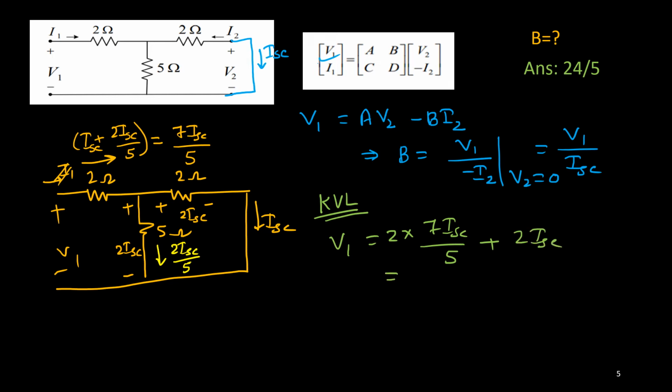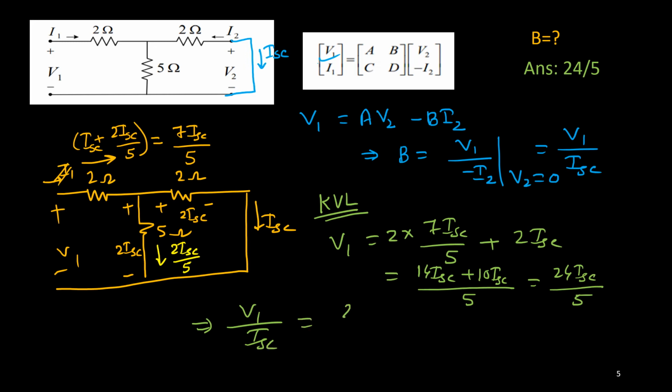Okay. So if you simplify, it is 14 ISC, and okay, I can take LCM 5. This is your 10 ISC. Total is 24 ISC, short circuit current, upon 5. So V1 upon ISC is 24 by 5 ohm, right? So your answer, this is your B. So the answer is matching, correct? So in that way also you can solve it.